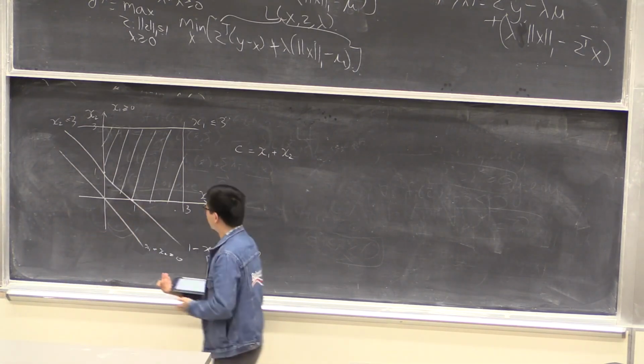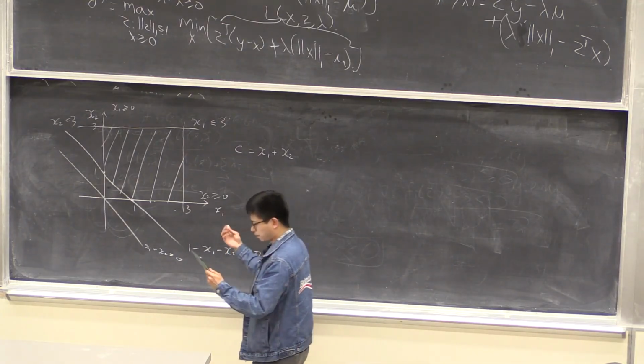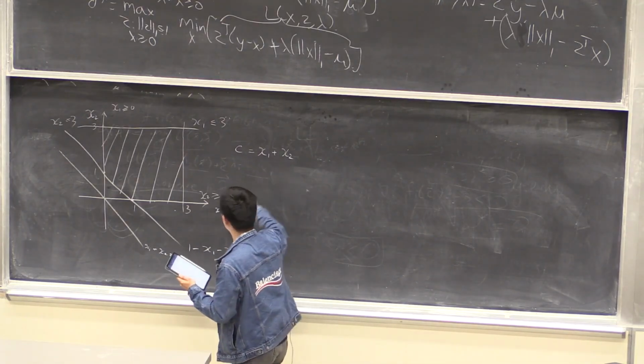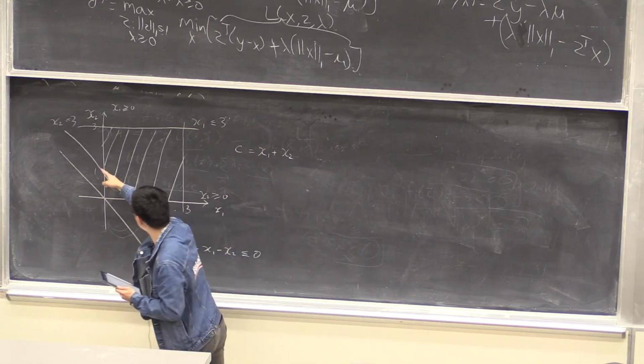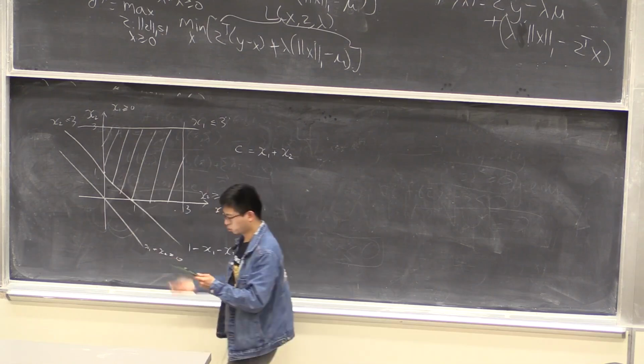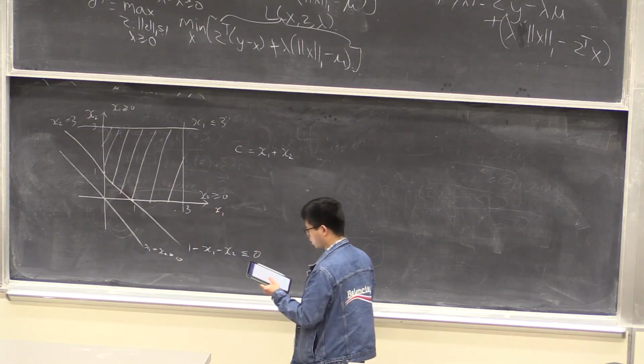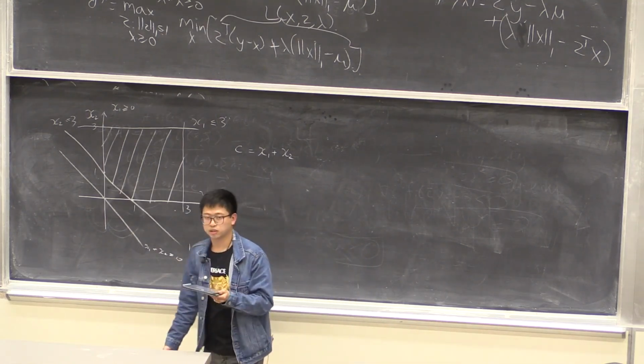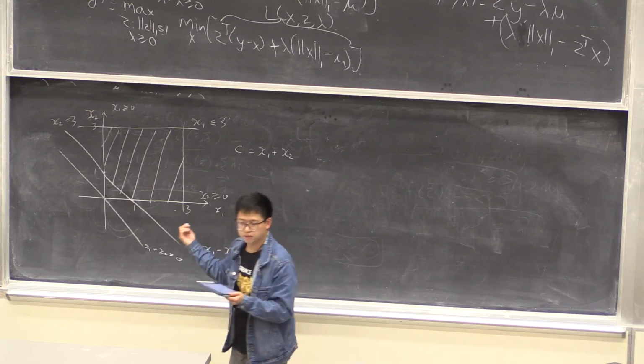Okay. So this optimal value we find is all the points on this part, which evaluates to 1. So that's the answer for this question. Any questions on this one?